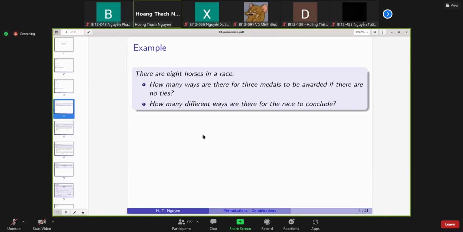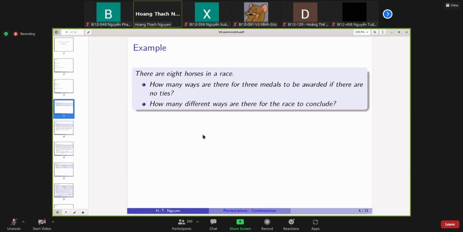Okay, so suppose that we have a horse race in which there are 8 horses racing against each other. If you want to make a bet on the outcome of the race, but you have no information regarding the previous performances of the horses, that means you can only bet in the dark. Then how many ways are there for 3 medals to be awarded?